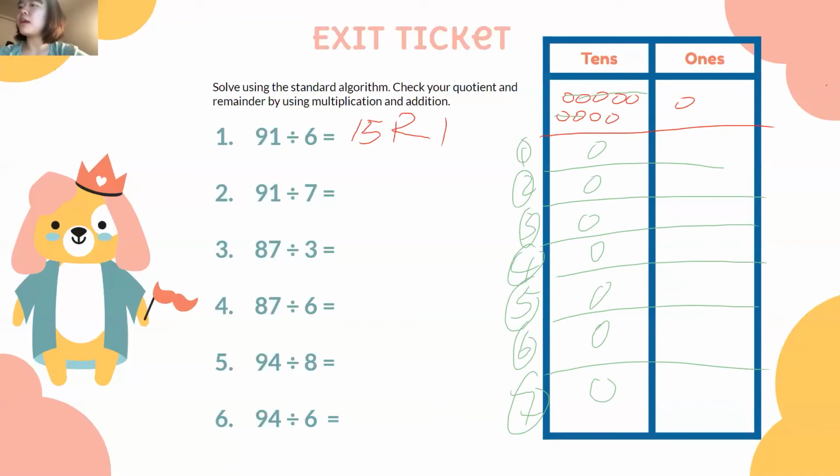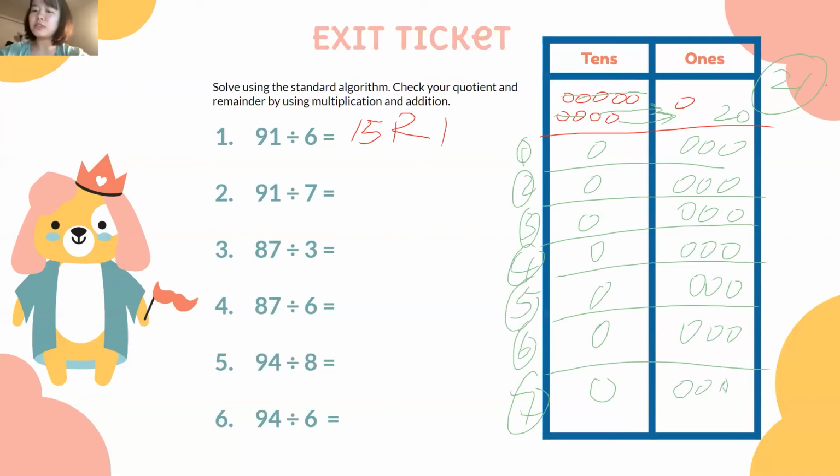And we can unbundle them into 20 ones. So 20 plus 1 gives us 21. And 21 divided by 7. Use your mental math. So 21 divided by 7 gives us 3. 7 times 3 is 21. So each group we can give 3 ones, and with no remainder left.